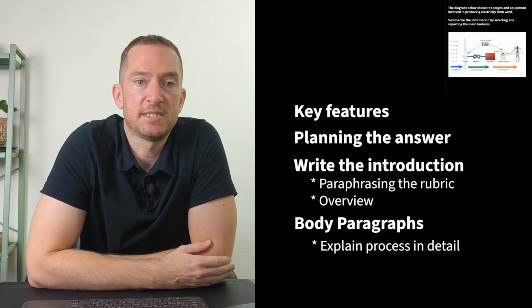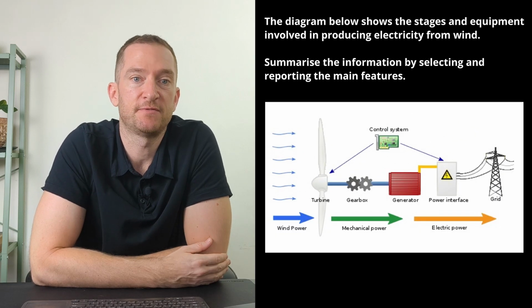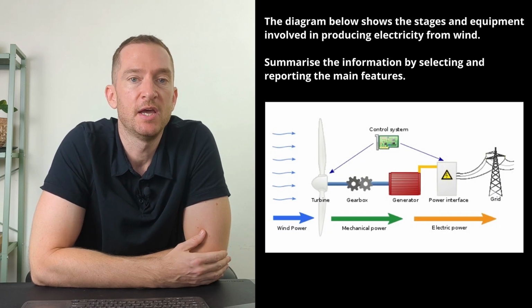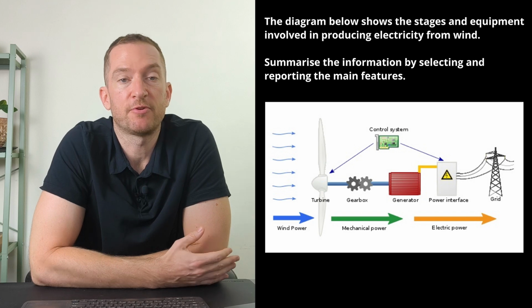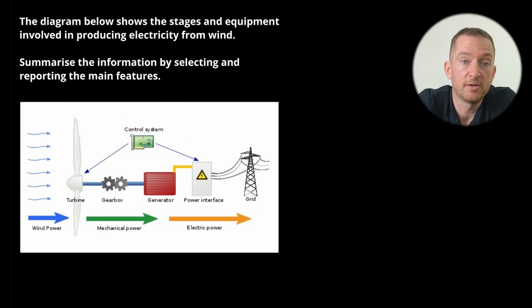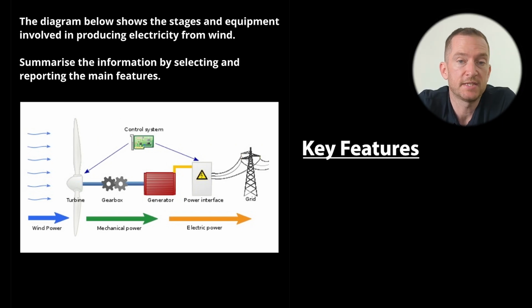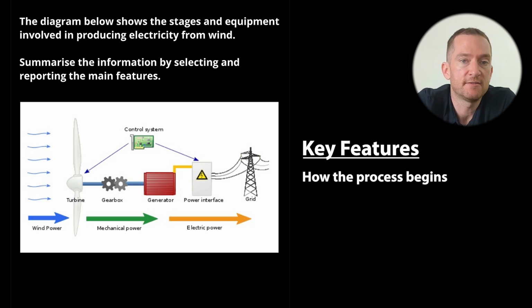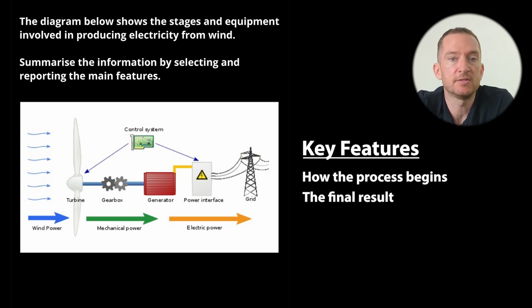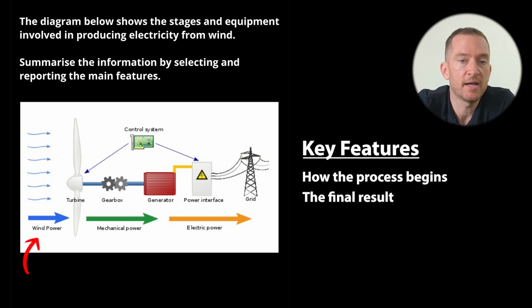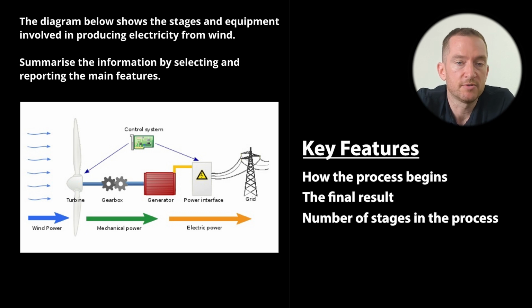diagram, in more detail. So first things first, what are the key features which we can see in this process diagram? When looking for key features in a process diagram, first look at how the process begins and then what is the final result of the process. In this case, the process begins with wind power hitting the turbine and ends with electrical power entering the electricity grid. We can also look at how many stages are involved in the process.